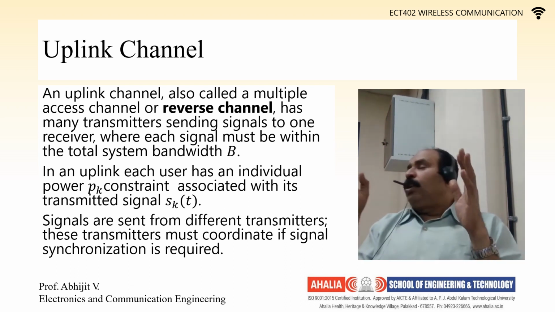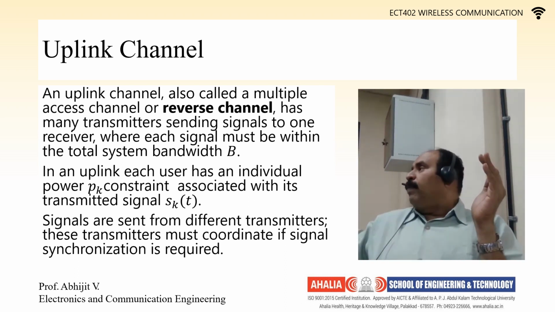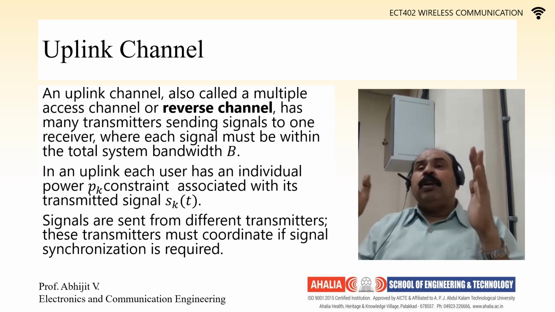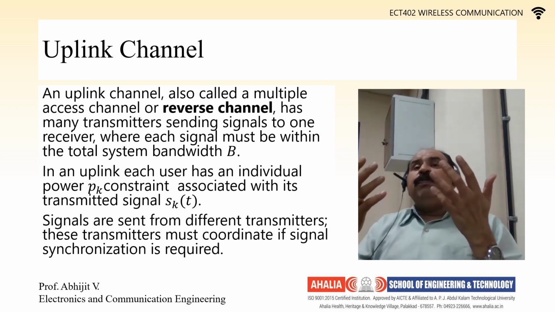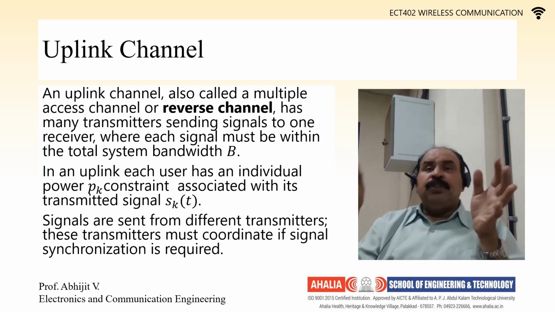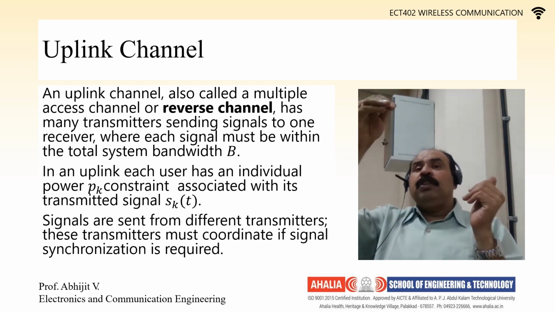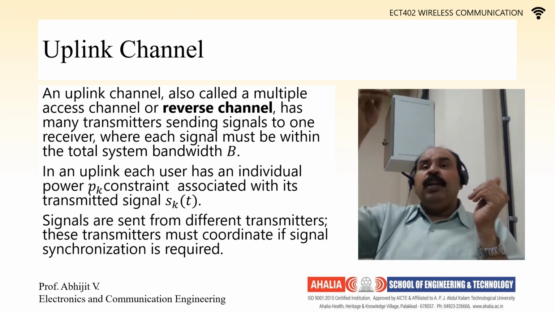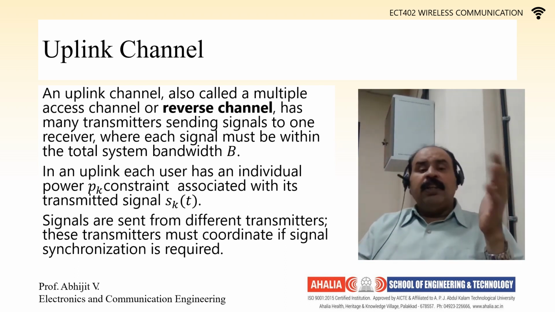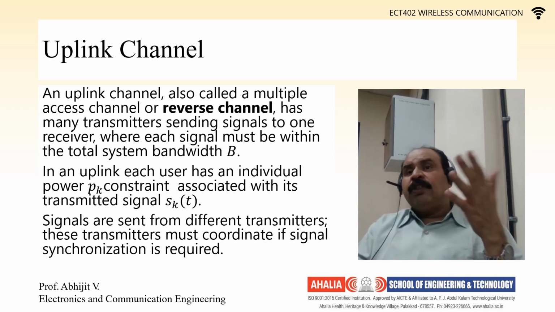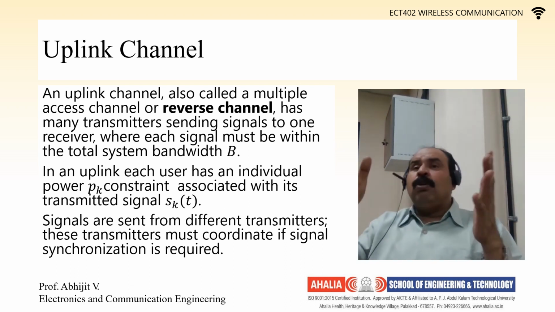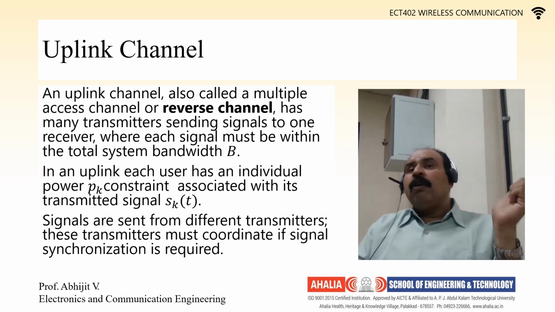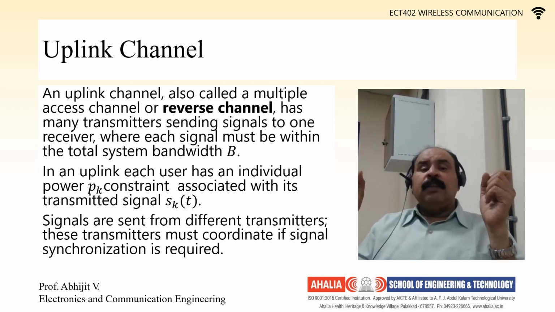Suppose we have multiple users. Imagine that seven of you are trying to dial some number. All these mobile phones are getting connected directly to one base station. So we have individual power constraints on each of these users. Each user will have its own power. Signals are sent from different transmitters and received at a single end. But the bandwidth is, as usual, divided among all the users. So this is called the uplink channel.